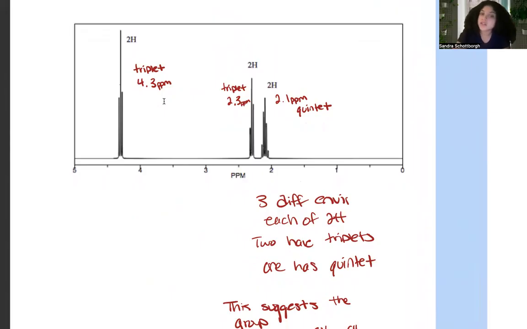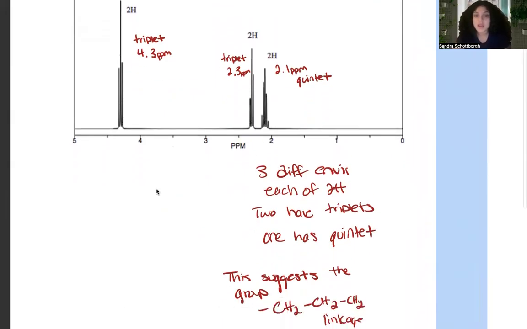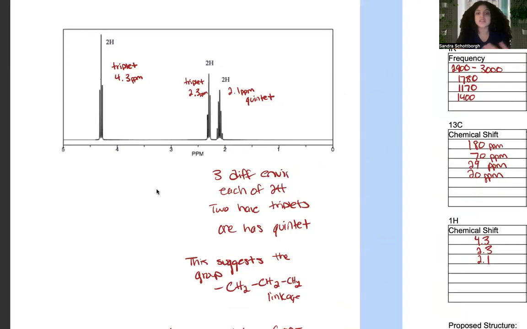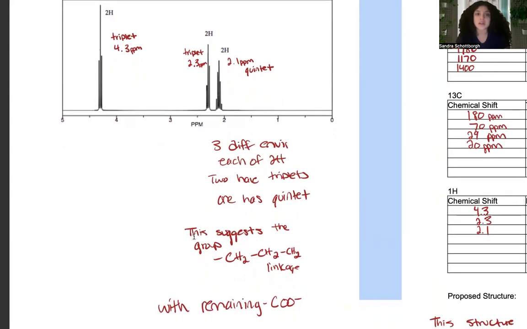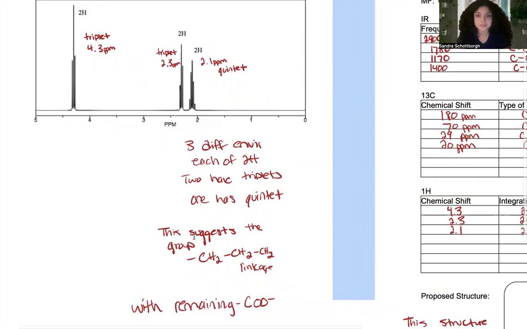So there's basically 3 different environments, each of 2H integration. 2 of them are triplets and one of them is a quintet, as I mentioned before. So this strongly suggests that there is a CH2, CH2, CH2 chain, as I mentioned just before with the carbon-13 NMR. And then the last remaining group would be the carbonyl or the COO group.